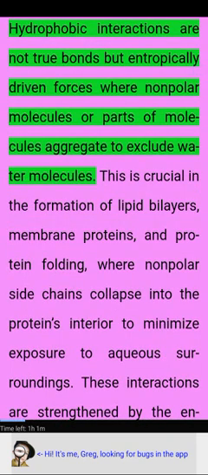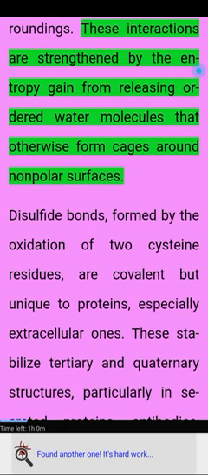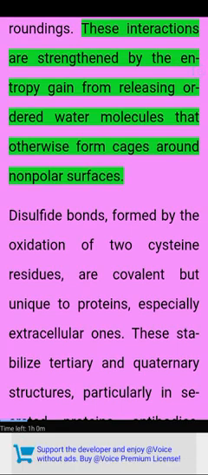Hydrophobic interactions are not true bonds but entropically driven forces where nonpolar molecules or parts of molecules aggregate to exclude water molecules. This is crucial in the formation of lipid bilayers, membrane proteins, and protein folding, where nonpolar side chains collapse into the protein's interior to minimize exposure to aqueous surroundings. These interactions are strengthened by the entropy gain from releasing ordered water molecules that otherwise form cages around nonpolar surfaces.